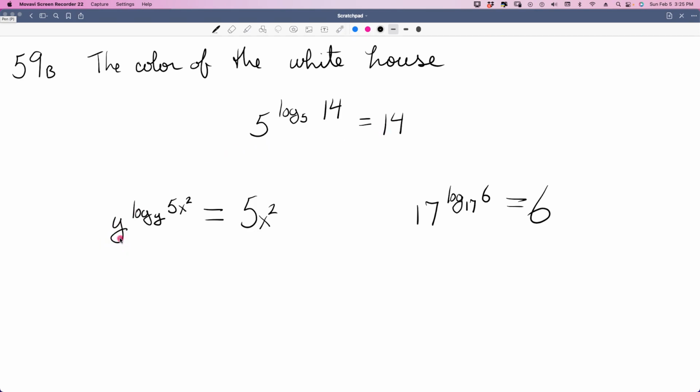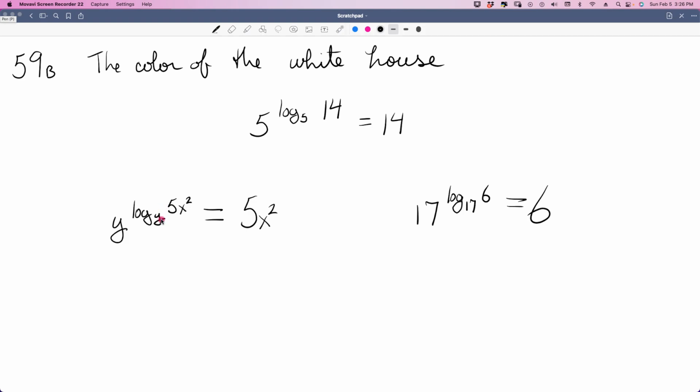This one would be read y raised to the exponent that y must be raised to in order to get 5x squared. That's equal to 5x squared. And then this one would be read 17 raised to the exponent that 17 must be raised to in order to get 6 is 6. So it's very straightforward. Basically, the answer is just whatever this is here, as long as the bases match one another. And that is the key factor. If these bases match, then you can cancel them out, and the answer is whatever this is right here.